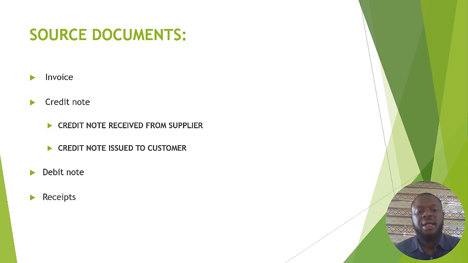So let's look at the last one, the receipt. When you go to buy goods in the supermarket or anywhere, they normally give you a receipt to show that you have paid for the goods you bought. So it's also a source document.